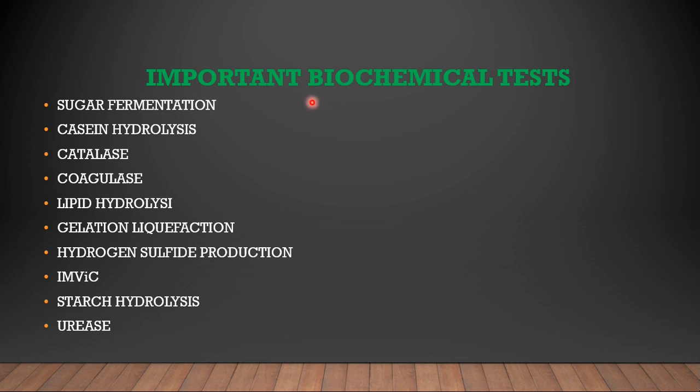Then moving to the important biochemical tests. We have different types of biochemical tests like sugar fermentation, casein hydrolysis, catalase, coagulase, lipid hydrolysis, gelatin liquefaction, hydrogen sulfide production, then IMVIC, that is indole, methyl red, Voges-Proskauer, and citrate tests, then starch hydrolysis and urease.